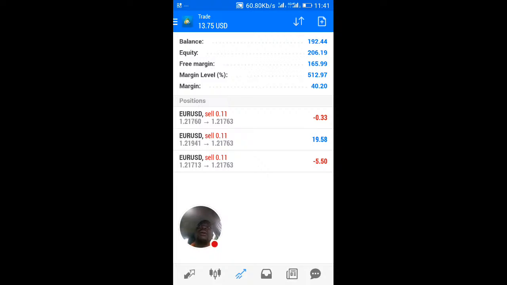All the time, try to do something which is sustainable to your account. Say that you won't destroy your account within some minutes. As you can see now, it is moving down and it's a sell.